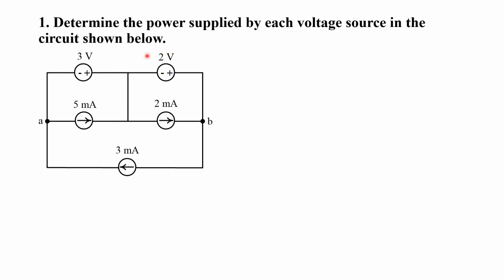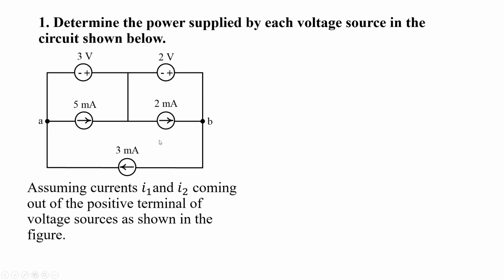In order to compute the power supplied by each of the voltage sources, we need to know V and I, right? Power is given by the product of current and voltage. So we need the current of each voltage source in addition to voltages. We know the voltages, 3 volt and 2 volt, but we also need currents.